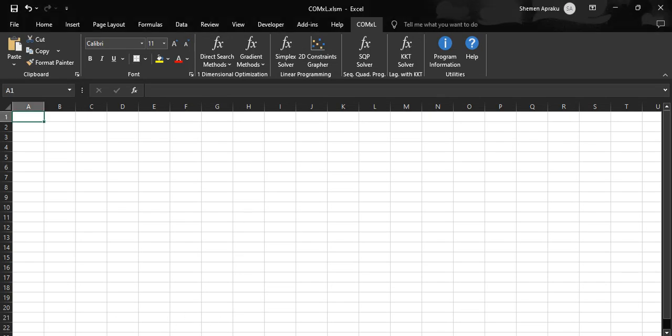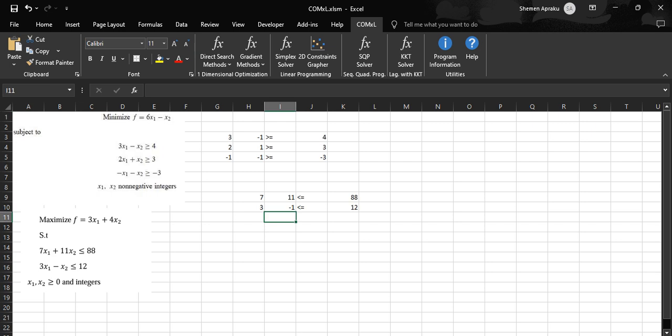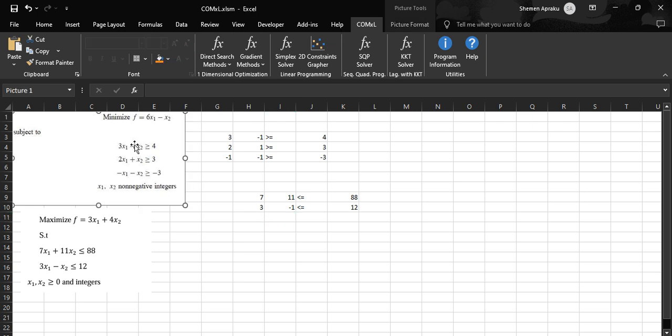Okay, in this section, we will explore how the COMxL can be used to solve 2D linear programming problems, where we will employ the use of the 2D constraint grapher. So, in this worksheet, we have our optimization problem on the far left.